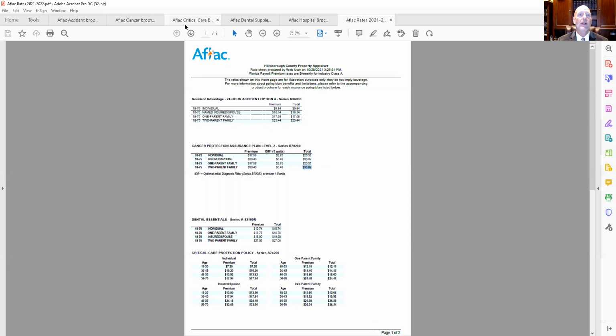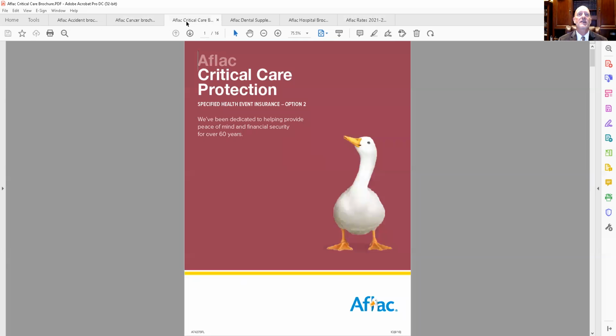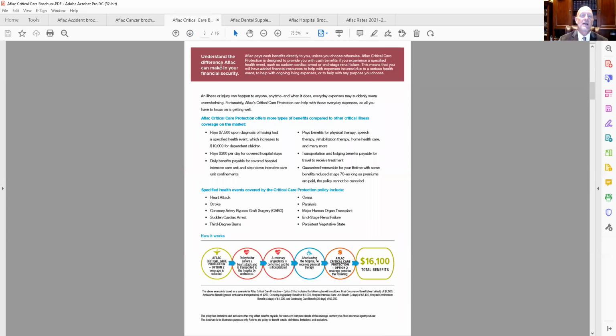Now, the next plan that we're going to discuss is the critical care insurance, also known as the specified health event. Now, this plan covers a tremendous amount of events such as heart attack, stroke, coronary artery bypass surgery, sudden cardiac arrest, third-degree burns, coma, paralysis, human organ transplant, which would be a kidney, a heart, a liver, a lung, or a pancreas, end-stage renal failure, or persistent vegetative state.